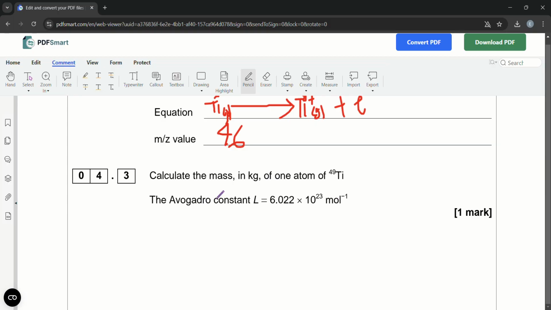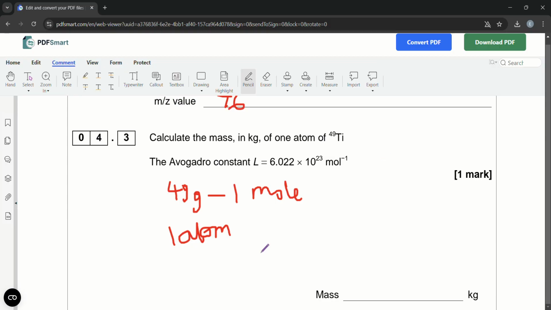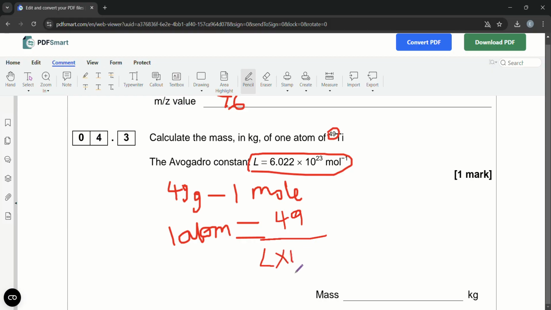4.3. Calculate the mass in kilograms of one atom of 49 Ti. Well, we know that 49 grams is going to be 1 mole. We're trying to find 1 atom. 9 times out of 10, if it's a 1 marker and it's got Avogadro's constant, you're just dividing by Avogadro's constant and then dividing by 1000. Actually, let's make it less complicated for you guys.